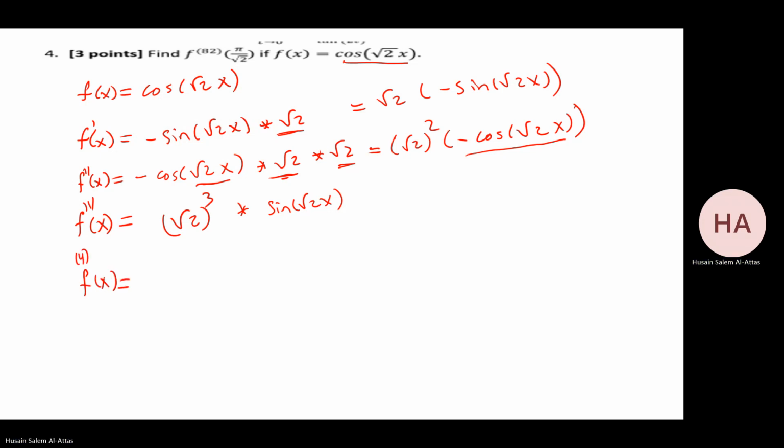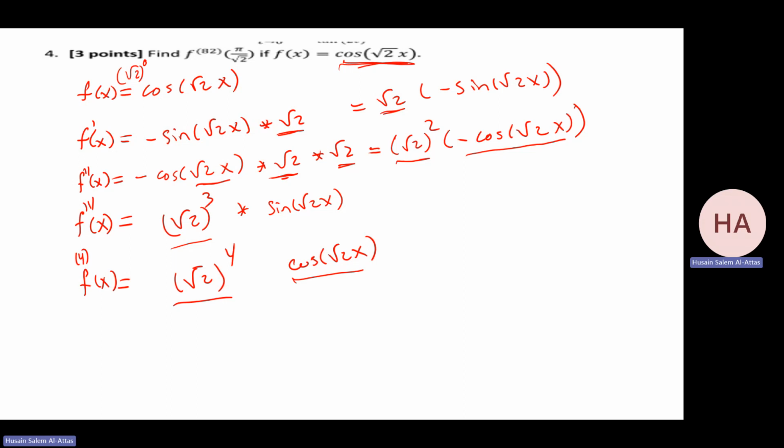Now we can see the pattern. This one will be back to this. So that will be cosine root 2x times root 2 to the power 4. We need to think about it two ways. I have numbers going like this: square root of 2, square root of 2 squared, square root of 2 cubed, square root of 2 to the power 4. And they have the function. You can think of it as square root of 2 to the power 0, which is 1. So cosine root 2x, minus sine root 2x, minus cosine, sine, cosine. So it means every 4 times it will go back to this times the number. The number will be changing.